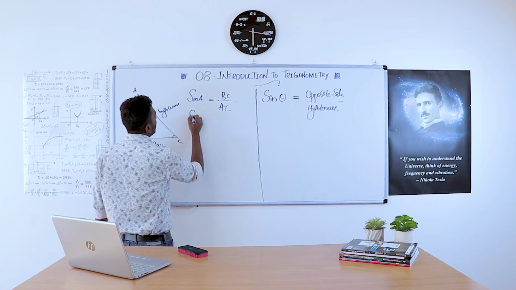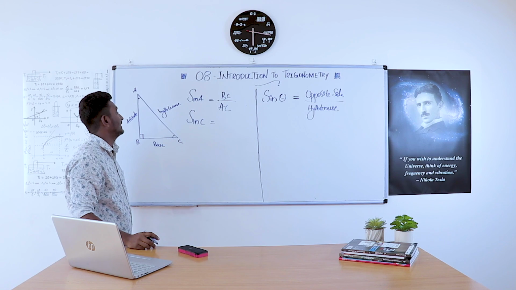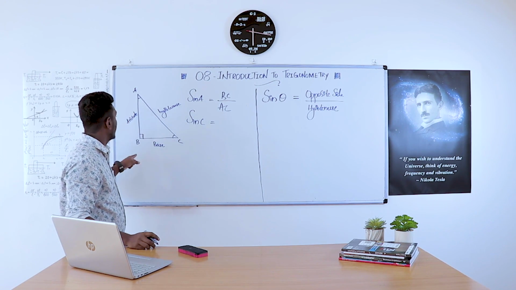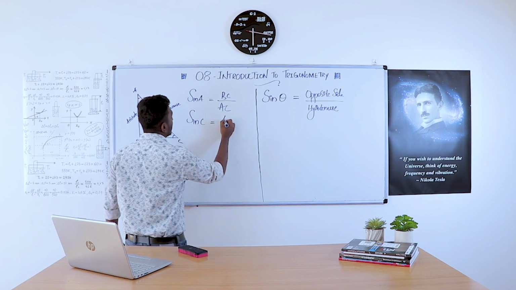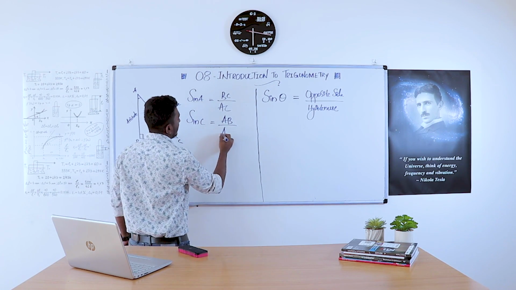In the same way, how do we find sin C? Sine of angle C is the opposite side of angle C by the hypotenuse. AB is the opposite side of angle C, and the hypotenuse is AC. So sin C is AB by AC.